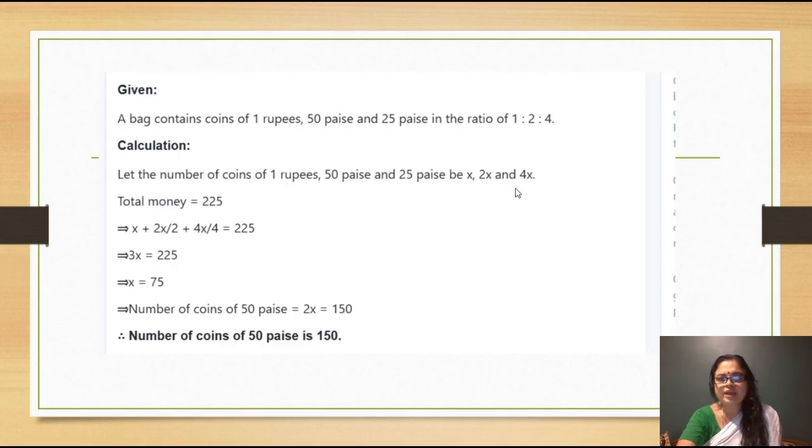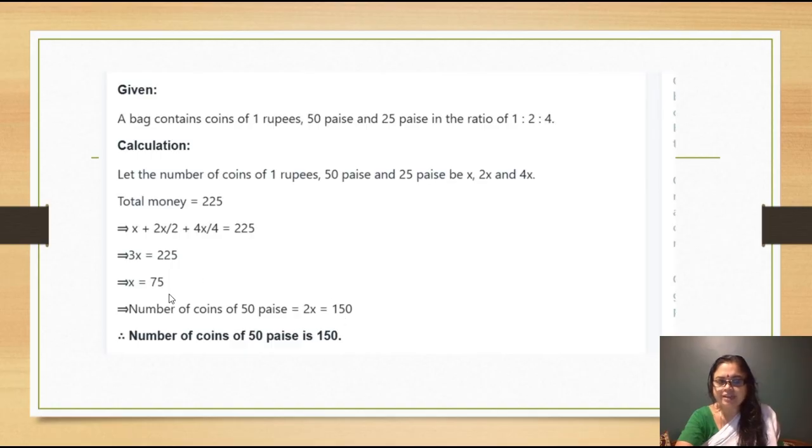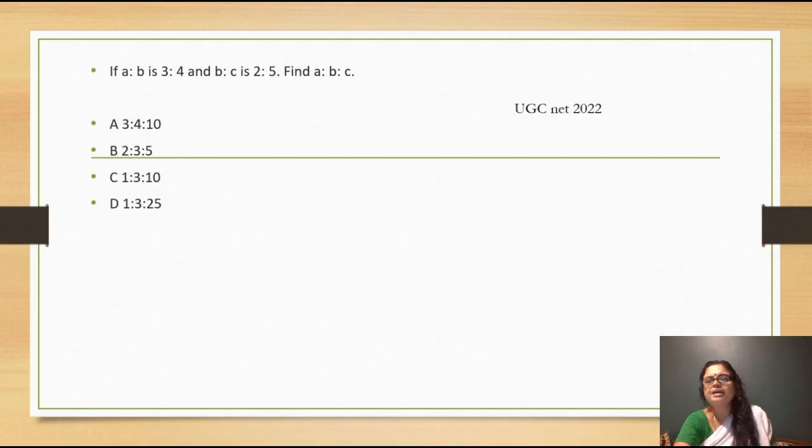So x, 2x and 4x. So the total money will be x plus 2x by 2, that is for 50 paise, plus 4x by 4, that is for 25 paise. Ratios are given as 1, 2 and 4. The total is 225 rupees, and from that you get the value of x as equal to 75. So you know that the number of coins of 50 paise is 2x. That is the ratio here. So 2 into 75 is equal to 150. So the number of coins of 50 paise is 150. So similar questions can be asked.